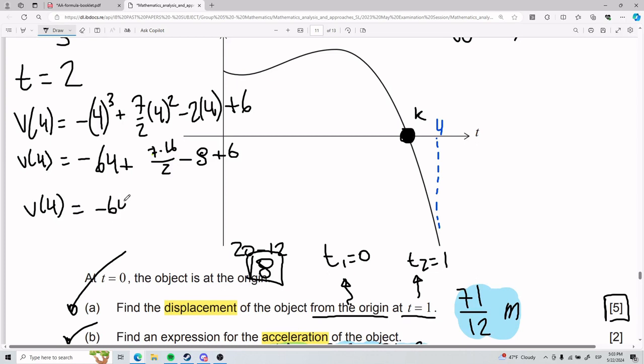So negative 64 plus, and for this next one, this is just a quick tip for simplifying fractions, but because you have a 2 on the bottom, it'd be pretty convenient if you had a 2 on top.